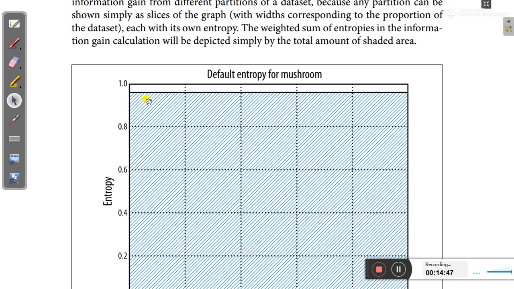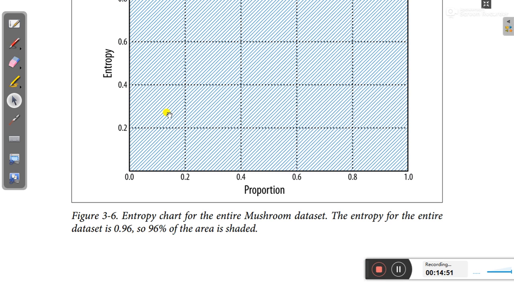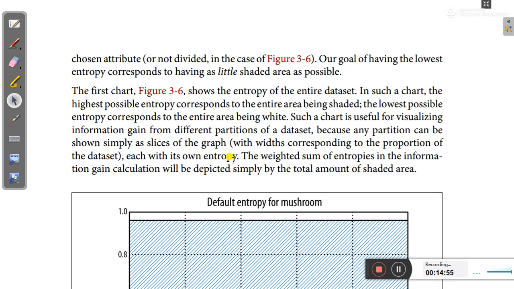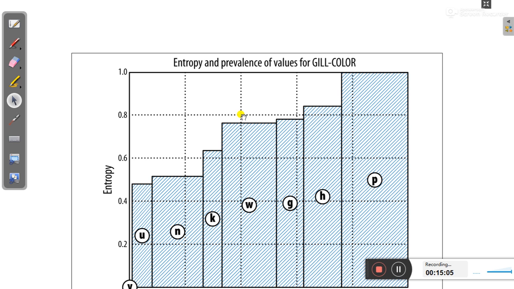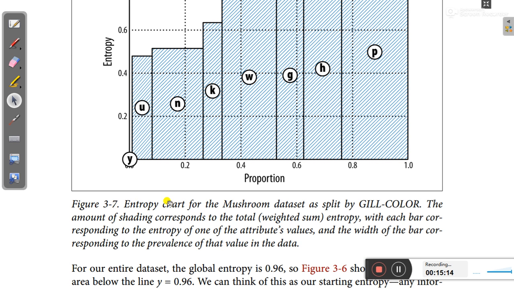Here you can see the default entropy for mushrooms. That is 0.96 in the data set, which is why it is not 1. The proportion is set as 1. The entropy of the entire data is 0.96 of the area shaded. And then you can see here the entropy and prevalence of values of gill color. Suppose we are taking gill color as the first attribute.